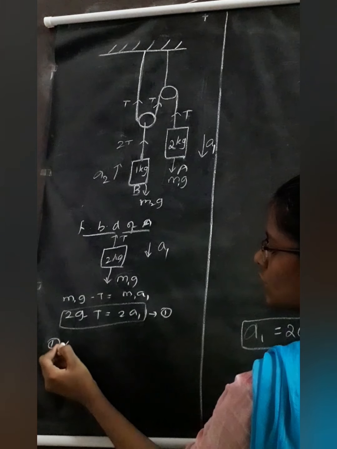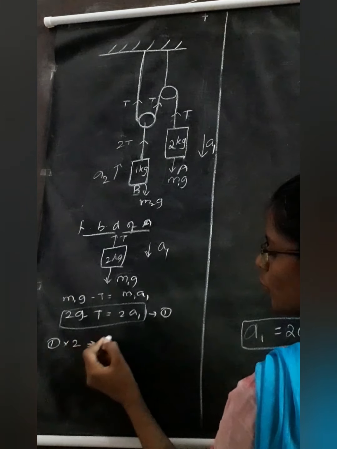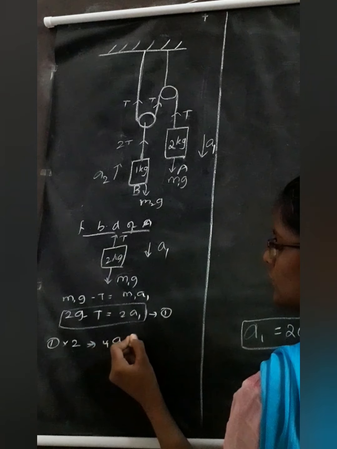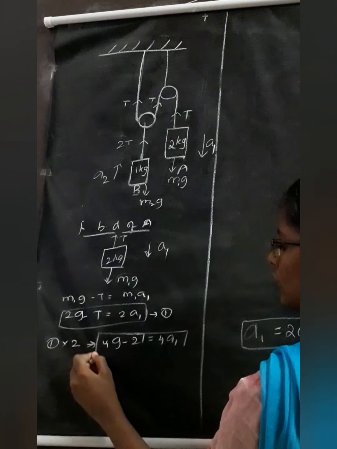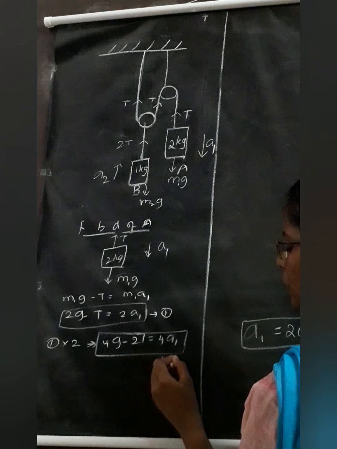I am going to multiply this equation number 1 by 2. So 4g minus 2T is equal to 4a1. That will be equation number 1a.